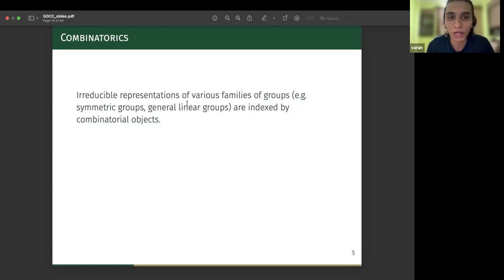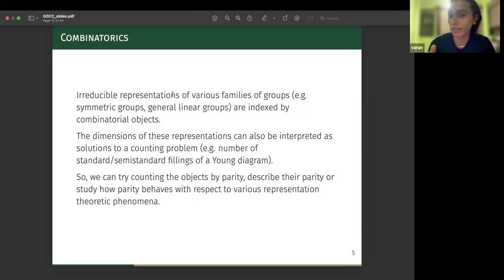So what happens is that a lot of irreducible representations of a lot of families of groups are indexed by combinatorial objects. The dimensions of these representations can be interpreted as solutions to some counting problem. So for the symmetric groups, this is counting the number of standard fillings of a Young diagram. I'll define what they are in a minute. And for the general linear group over the complex numbers, it's counting the semi-standard fillings of a Young diagram.